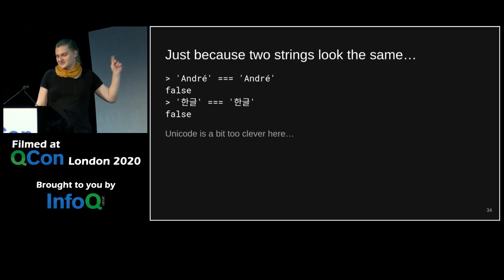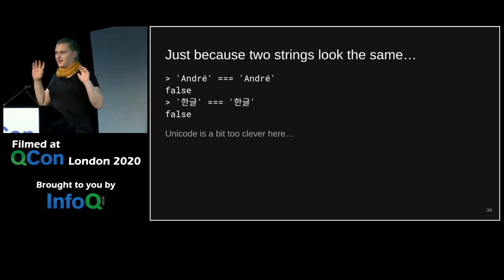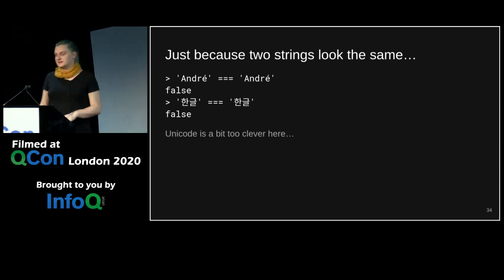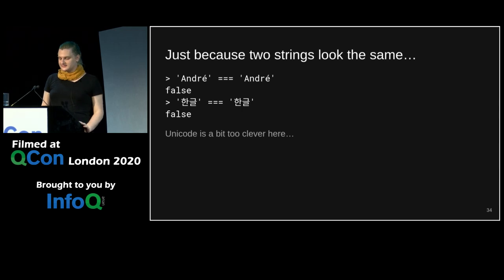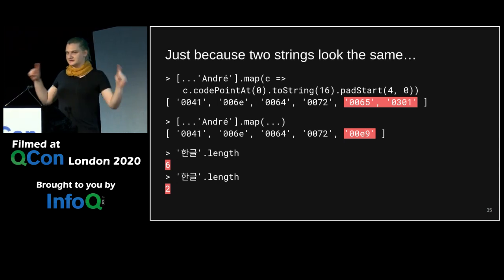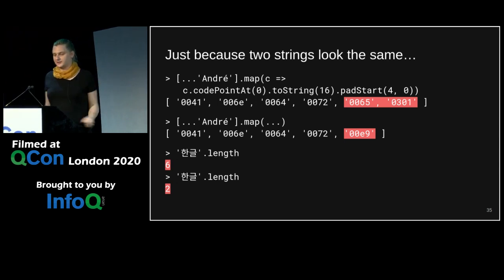This is not what this is about. This is about the fact that Unicode characters can be composed in different ways. So, yeah, I'll show this in a bit more detail. This is what you get when you try to expand these into separate code points.